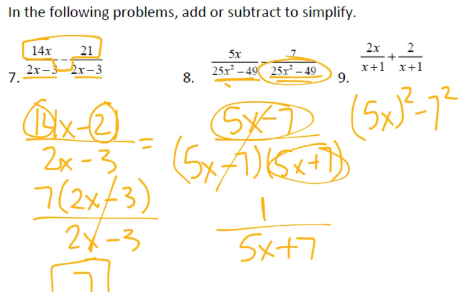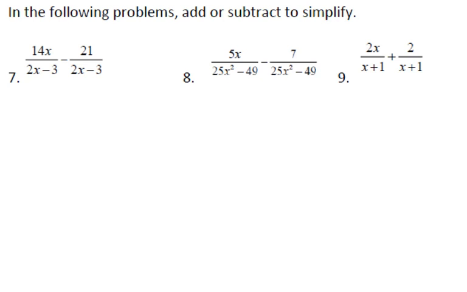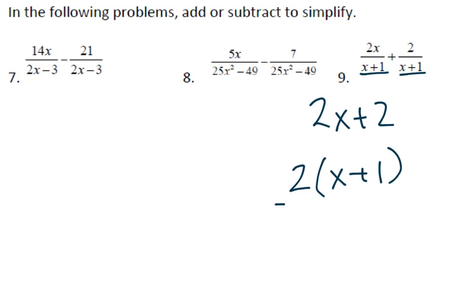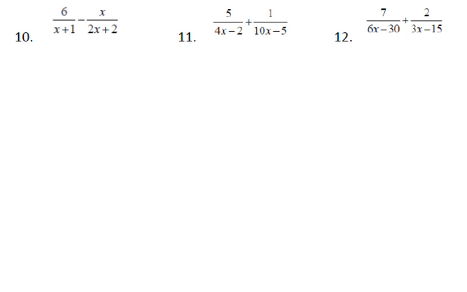Okay, number 9, same idea. Same denominator, so we just go 2x plus 2, which we can simplify by pulling out a 2, x plus 1 over x plus 1, which was our denominator. Those cancel. We're left with 2. So those ones weren't too bad. Okay, those common denominators make it a little easier.